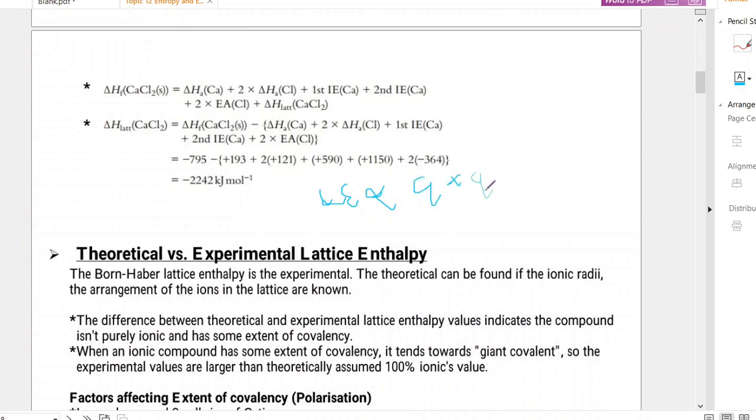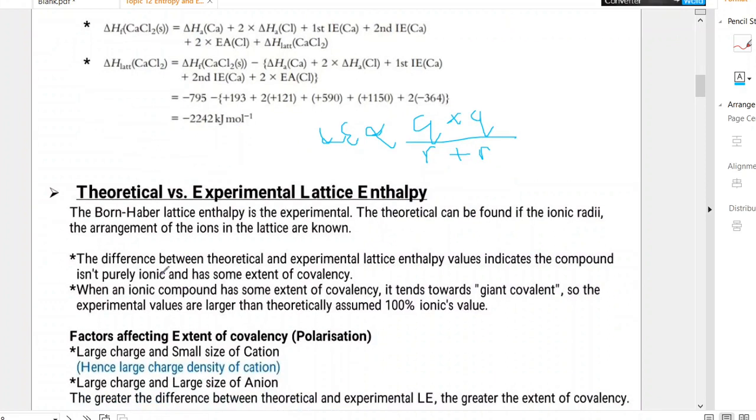Q, Q, R, R. So if these values and these values are known, then the theoretical can be found out, and experimental is found out like this. So the difference between theoretical and experimental enthalpy values indicates that the ionic compound isn't 100% ionic. So it has some extent of covalency, and you already know this. But what you may not know is that when an ionic compound has some extent of covalency, it tends towards giant covalent structure, not simple molecular covalent, but rather giant covalent. So the experimental values are larger than theoretically assumed 100% ionic values.